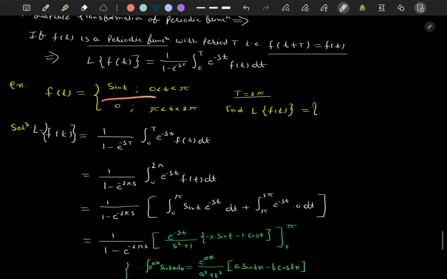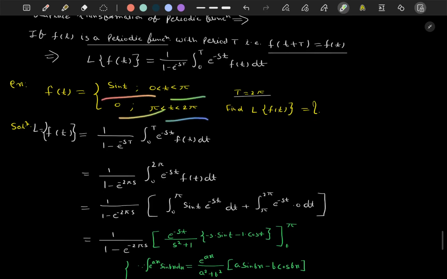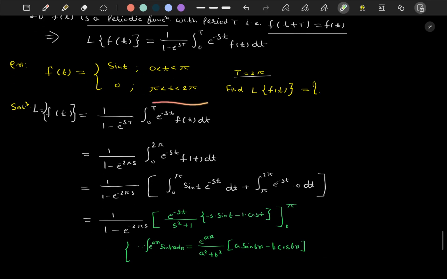Suppose we have the function sin t from 0 to pi and 0 from pi to 2 pi. So we can see the period is 2 pi. Simply put it in the formula: 1 over 1 minus e raised to power minus sT, times the integral of e raised to power minus st f of t dt. So put T equal to 2 pi.